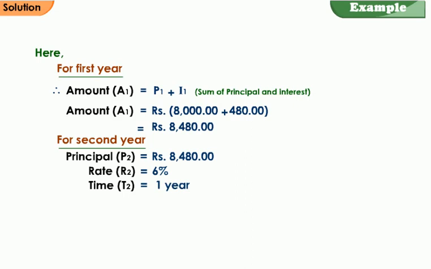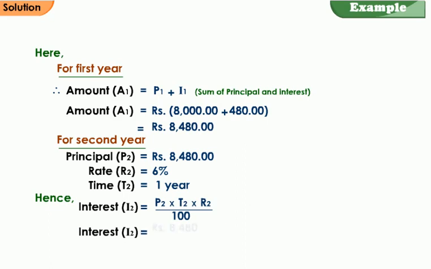Now let us substitute the values and we write rupees 8,480 into 1 into 6 divided by 100, that is equal to rupees 84.80 into 6. This gives us rupees 508.80.